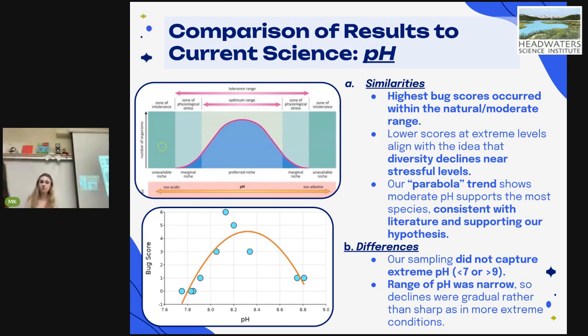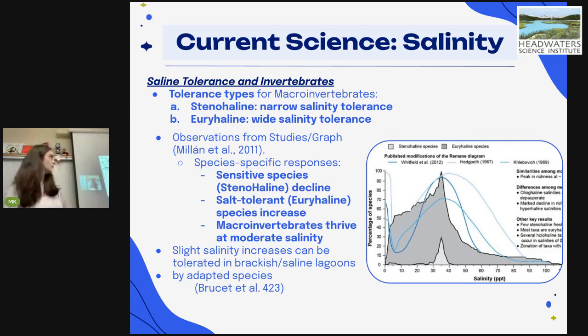So on to comparing what we saw in our data to our research. Similarities that we saw were that the higher bug scores happened in the natural or moderate range of pH, while our lower scores were found at the more extreme values on either side of the graph. So that aligns with the idea that bug diversity declines at more stressful levels. For differences, the lagoon that we were at didn't really have extreme pHs. Anything that was below 5 or above 9 just didn't happen. And so that shows that our decline was more gradual rather than as sharp as we would see in more extreme conditions.